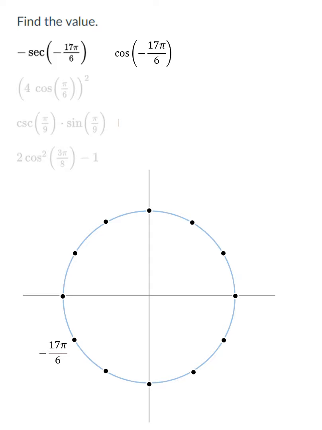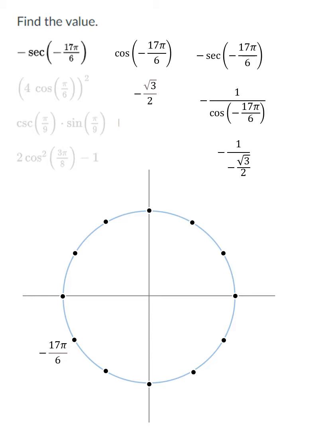in the same place as a more familiar angle, positive 7 pi over 6. But that's where that angle terminates, and we know the cosine of that is negative radical 3 over 2. That's just from the unit circle. Now that I have the cosine, let's recall that the secant is the reciprocal of the cosine, and substituting what I know the cosine to be and doing some basic algebra will get me the answer to this first of 4 problems.